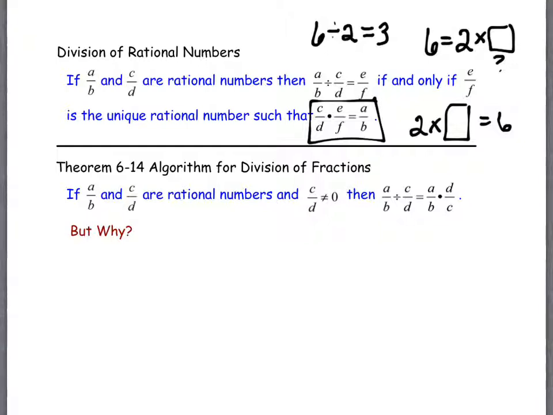But it kind of looks a little bit like magic, right? I mean, I just turned something that was division into multiplication, and why in the world did that work? So what I want to show you is why it works, that you really can do this flip and multiply business. Okay? So we're starting here with the question of what in the world is A over B divided by C over D?